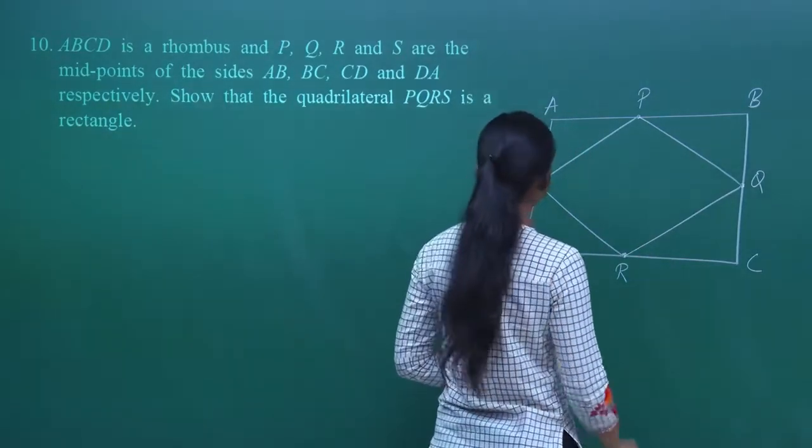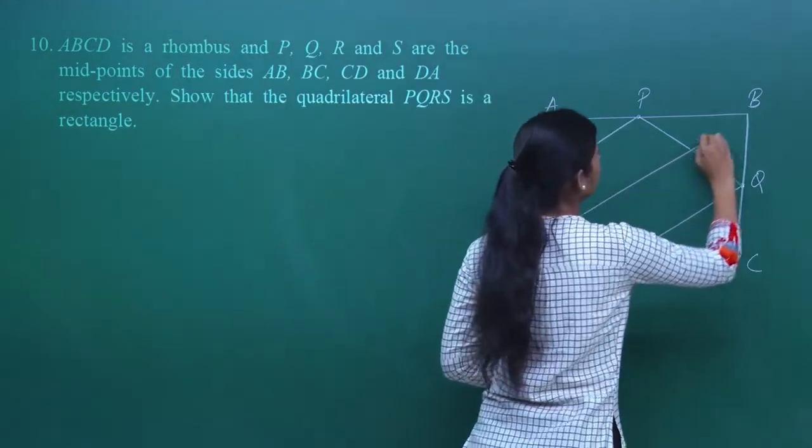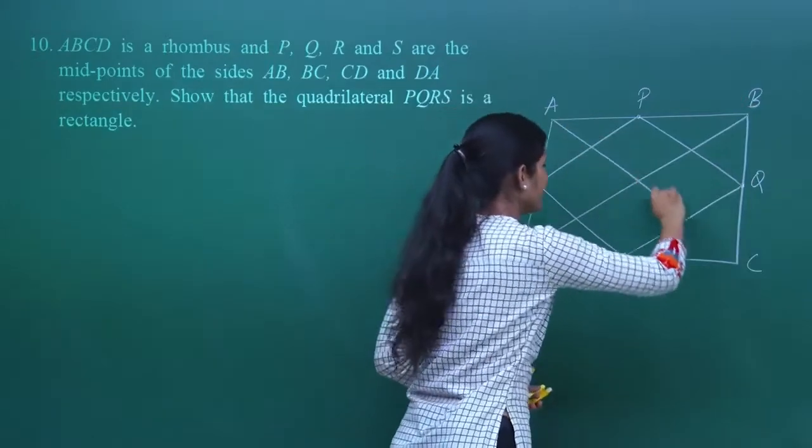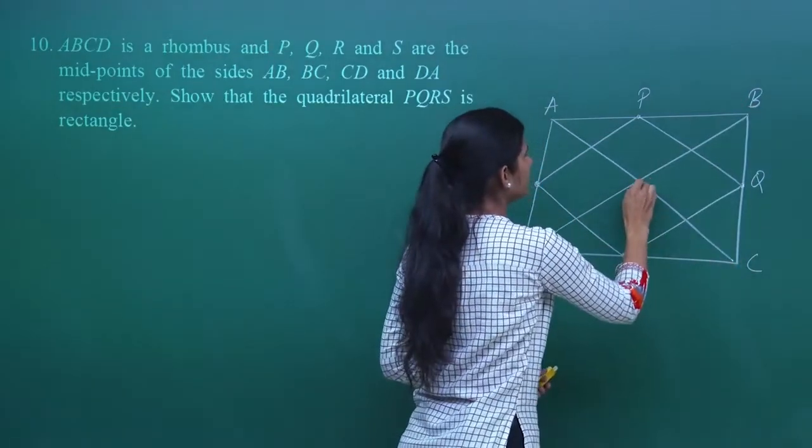Fine. What I am going to do is I am going to join B and D. Or you can also join A and C. Let them meet at O.